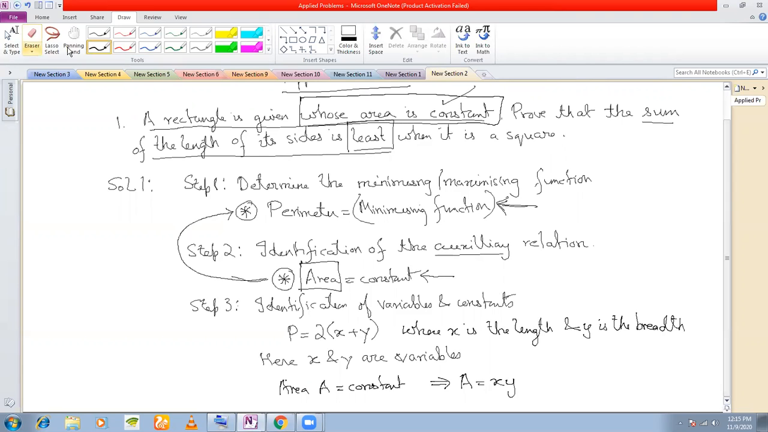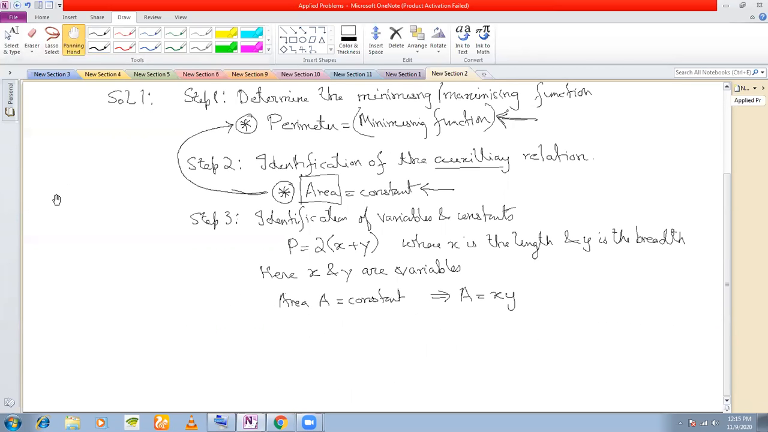Are the length and breadth given to you? No, sir, length and breadth are not given. You are introducing the length and breadth. If you are introducing anything, that will be a variable, and whatever is given in the problem, that will be a constant. So area here is given to be constant. This one is my auxiliary function, auxiliary relation.